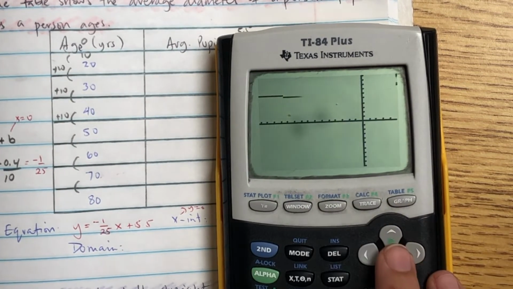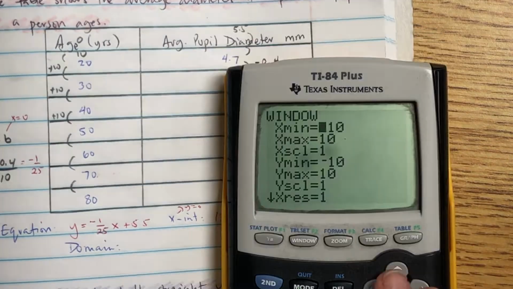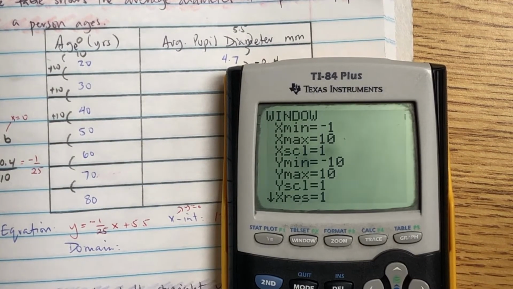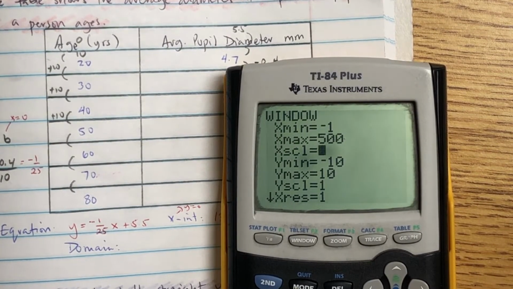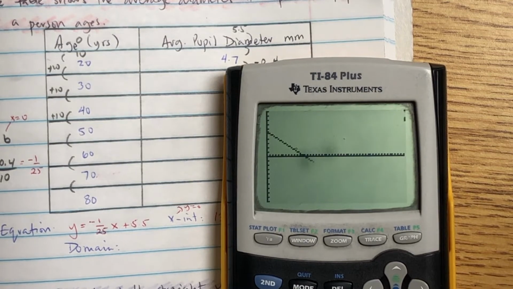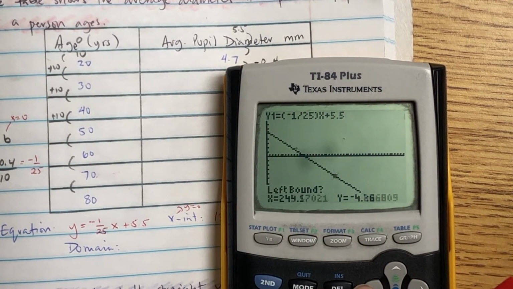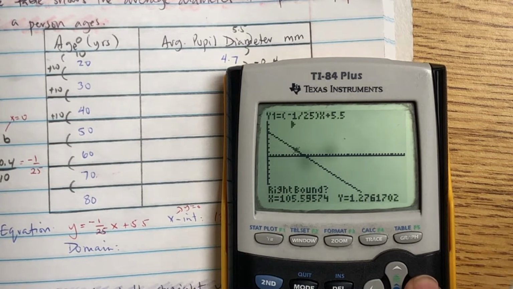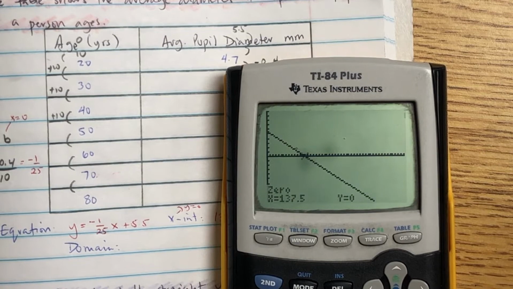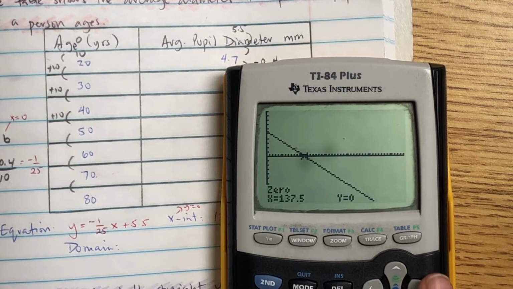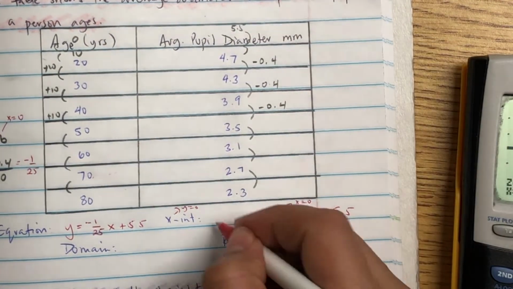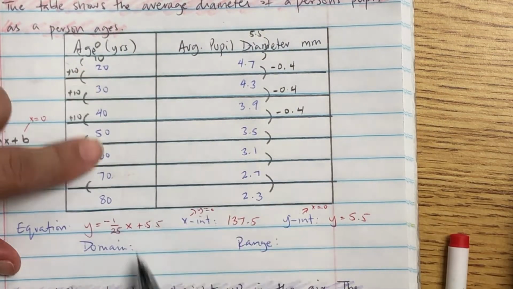Now I need to find out what my x-intercept and my y-intercept are. So I'm going to hit graph. And I can see that that doesn't quite give me the whole picture. So I'm going to mess around with the window a little bit. And you can see I can make it to where I can see my y-intercept and my x-intercept. Then I'm going to calculate the 0. So second, calculate 0. Go left side, press enter. Go right side, press enter. This is to find my x-intercept. So that's going to be 137.5.